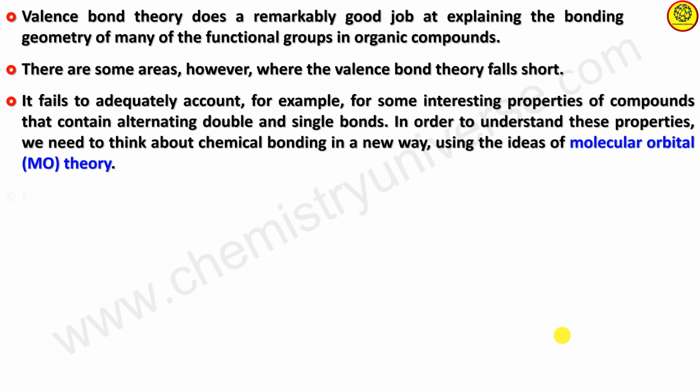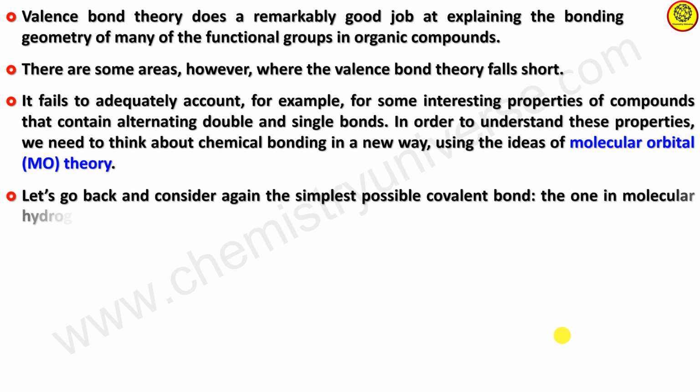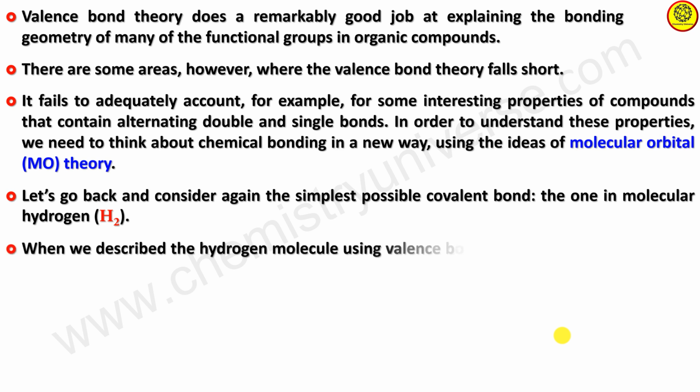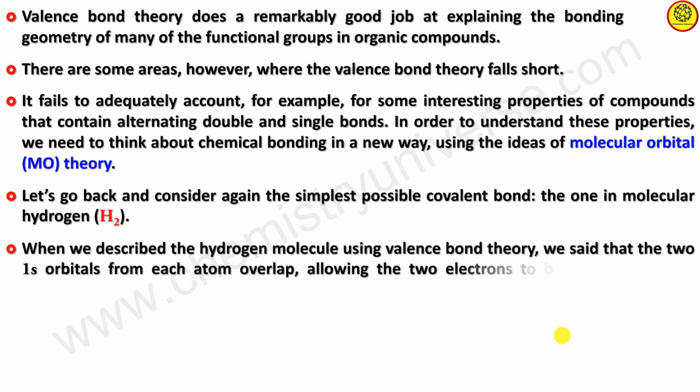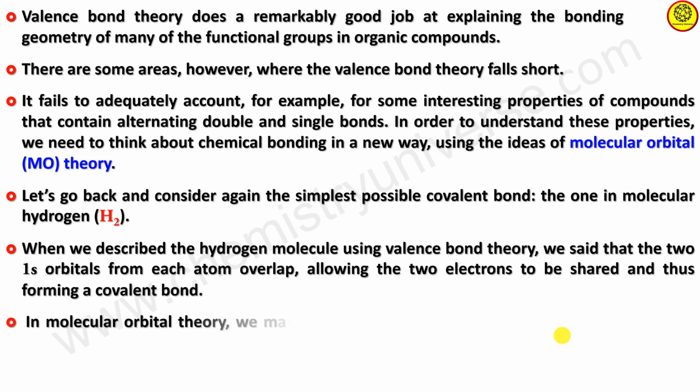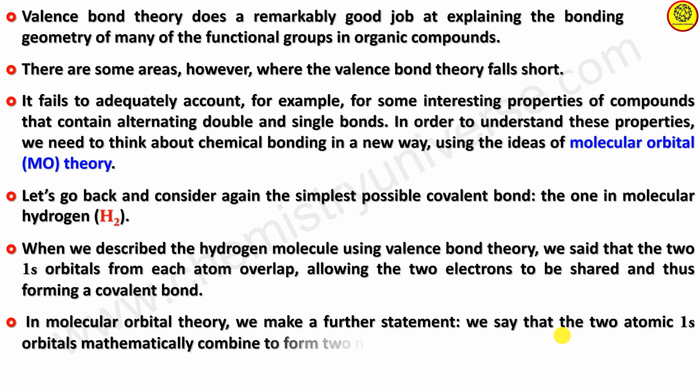So let's go back and consider again the simplest possible covalent bond, the one in molecular hydrogen. When we described the hydrogen molecule using valence bond theory, we said that two 1s orbitals from each atom overlap, allowing the two electrons to be shared and thus forming a covalent bond. In molecular orbital theory, we make a further statement. We say that the two atomic 1s orbitals mathematically combine to form two new orbitals.